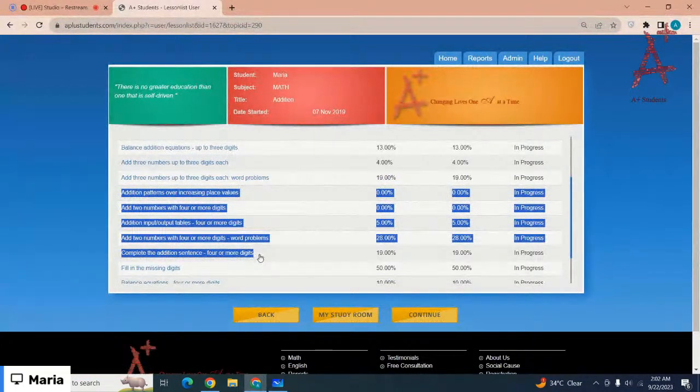Then we'll do add two numbers with four or more digits, addition input output tables, add two numbers with four or more digits, then we'll do complete the addition sentences, right? So let's just start with addition patterns over increasing place values.